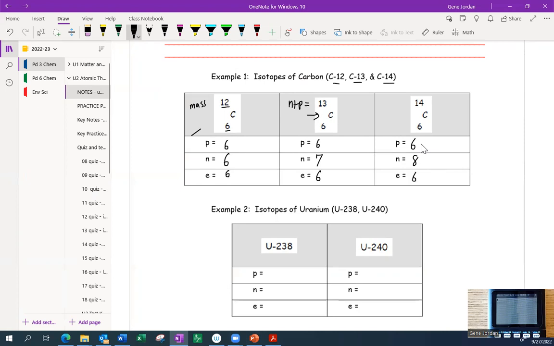An easy way to do this is just to take the mass number minus the number of protons. That will equal the number of neutrons, if you ever get larger elements.